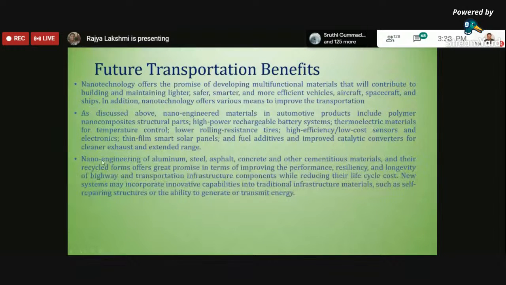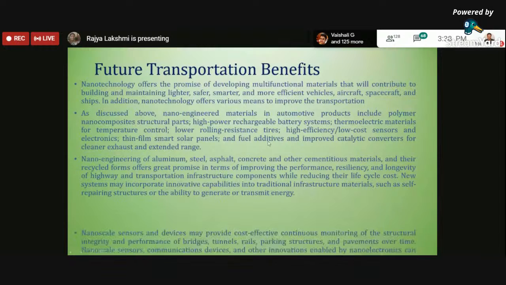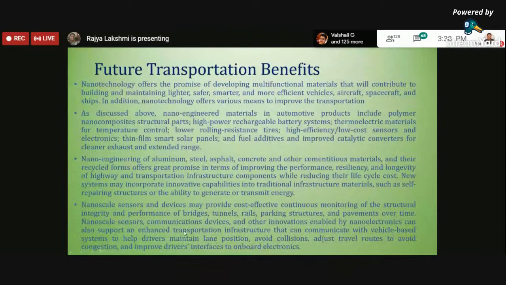Nano-engineering of aluminum, steel, concrete, and other cementitious materials, and their recycled forms, offers great promise in terms of improving performance, resiliency, and longevity of highway and transportation infrastructure components by reducing their life cycle cost. So not only vehicles, even whatever infrastructure is required, especially in terms of transportation, people are trying to improve the life cycle with minimum possible cost. And other sensors provide very cost-effective continuous monitoring of structural integrity and performance of bridges, tunnels, rails, parking structures, and pavements over time.